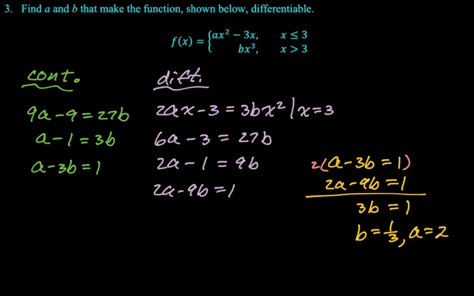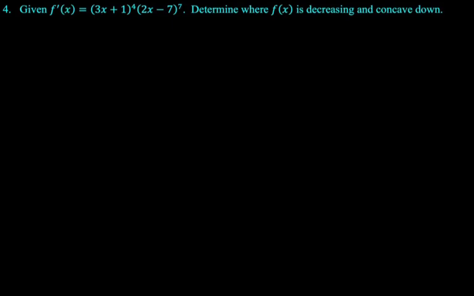All right, let's take a look at another problem. Given f prime, so make sure you notice that that's f prime and not f, so you don't want to find an extra derivative that you don't need. F prime is the quantity 3x plus 1 to the 4th, the quantity 2x minus 7 to the 7th. Determine where f is decreasing and concave down. So decreasing means f prime is negative, concave down means f double prime is negative. We're looking for them both to be negative.